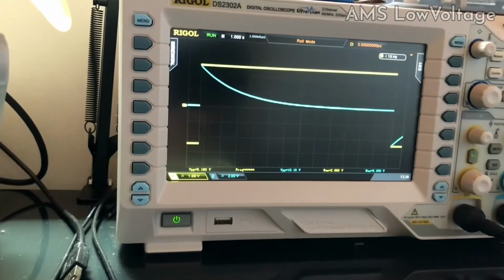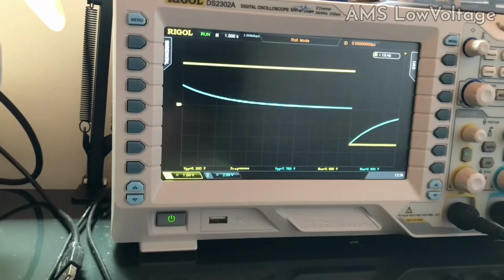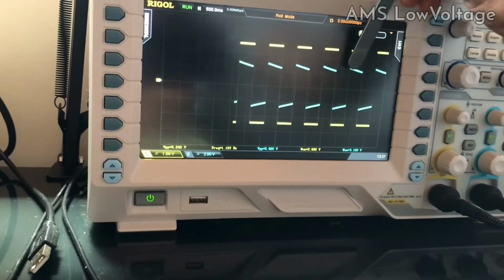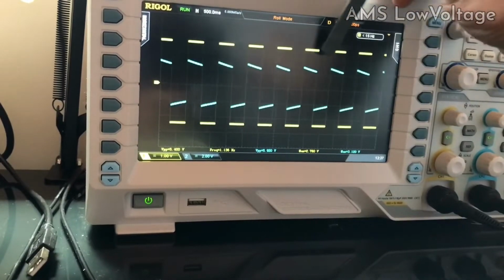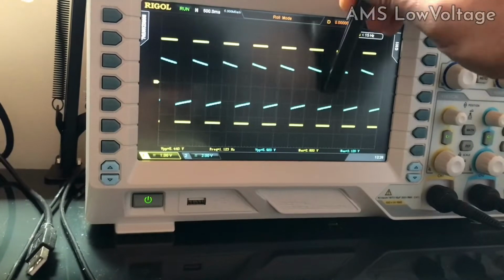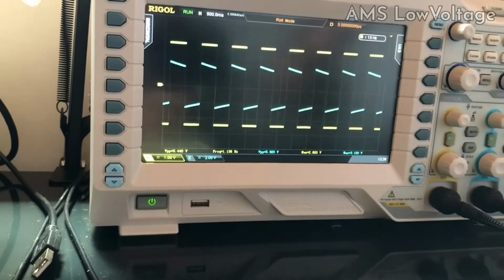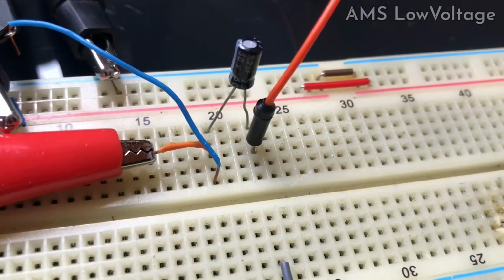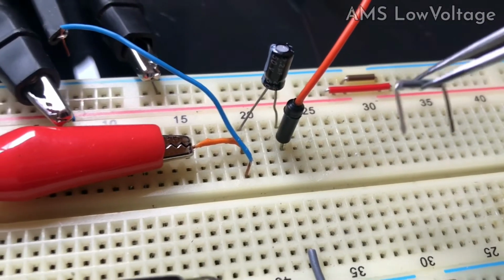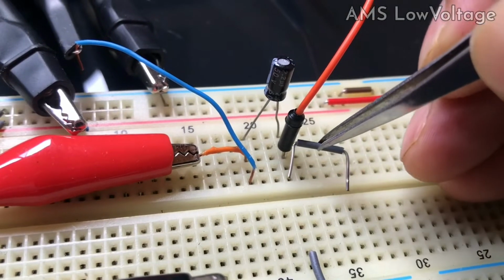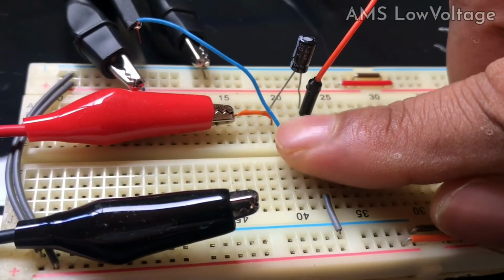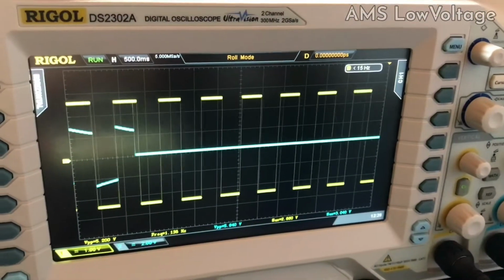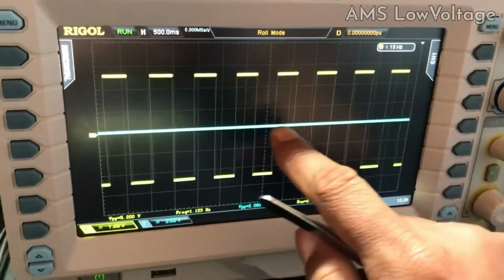If I increase the frequency, every time it just charges up, and it doesn't want to hold the DC completely. It's only following the changes. What will happen if I connect this output line to the ground? So I'm connecting this to the ground, and you can see the output is now 0.